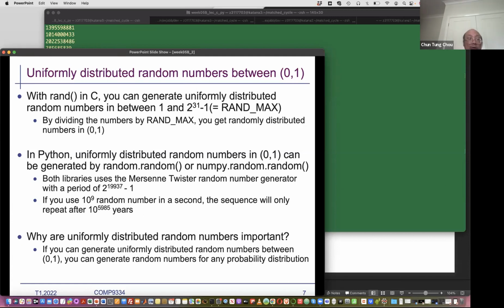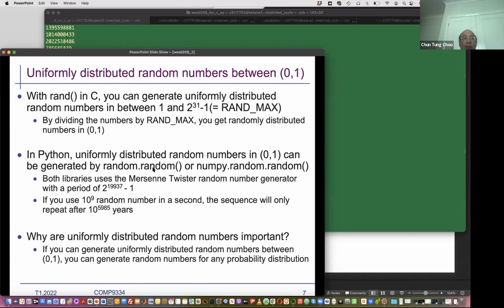Now, in Python, you can also generate uniformly random numbers between 0 and 1. There are two different ways you can do it. You can use the random library, which has a function you can call to generate uniformly distributed random numbers in the interval [0, 1]. Or you can use the NumPy library, and that's the name of the function. These two random number generators in Python are a lot more powerful than the one in C.